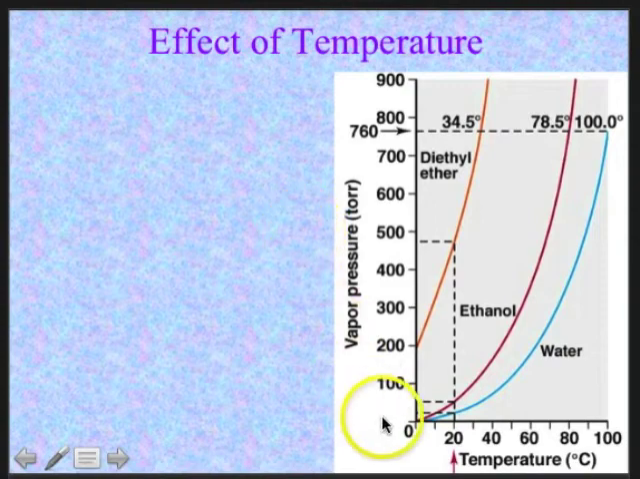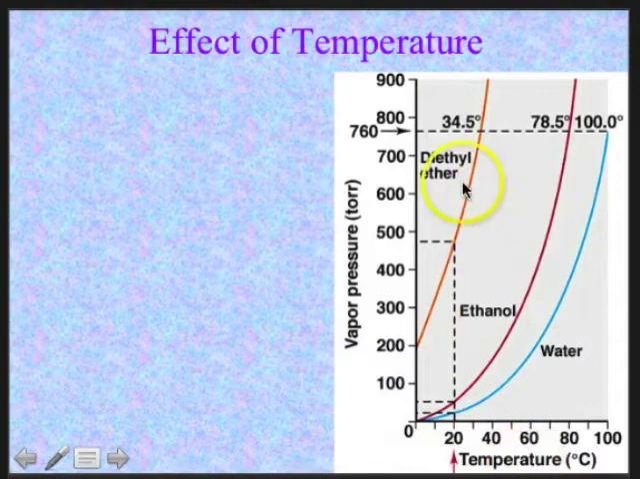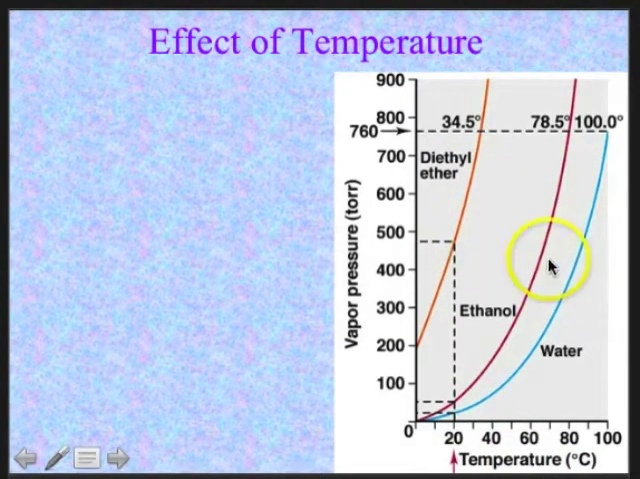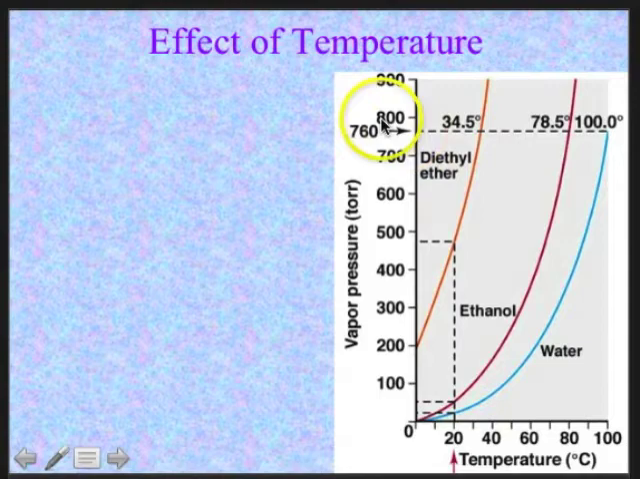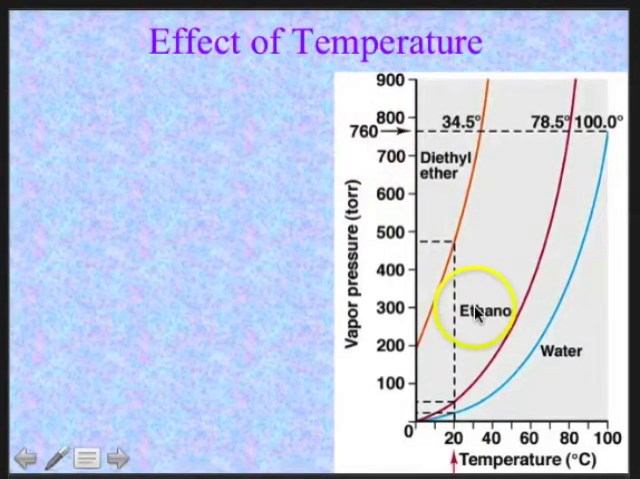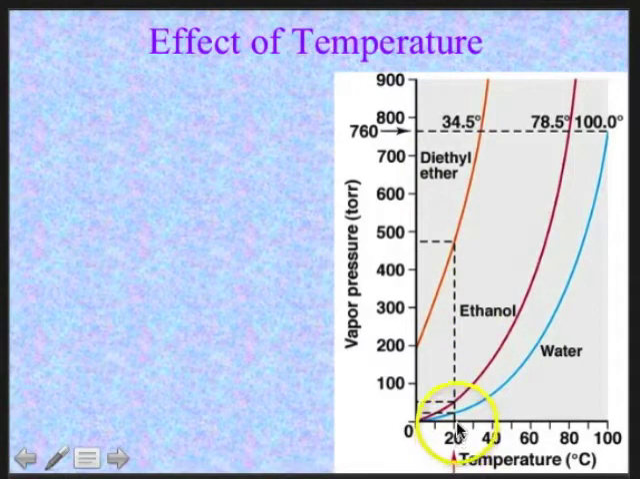Now, if we plot vapor pressure versus temperature of various liquids, we see these curves. Diethyl ether, which has a very high vapor pressure, at 20 degrees C has a vapor pressure a little less than 500 torr, and very quickly gets to 760 torr by heating it just a little bit. 760 torr is atmospheric pressure, and that's where boiling begins. So it has a very low boiling point, diethyl ether does.